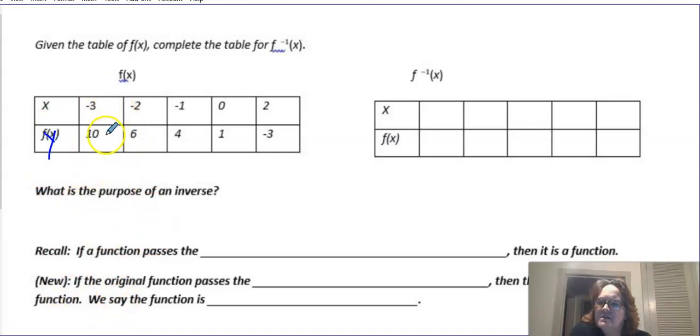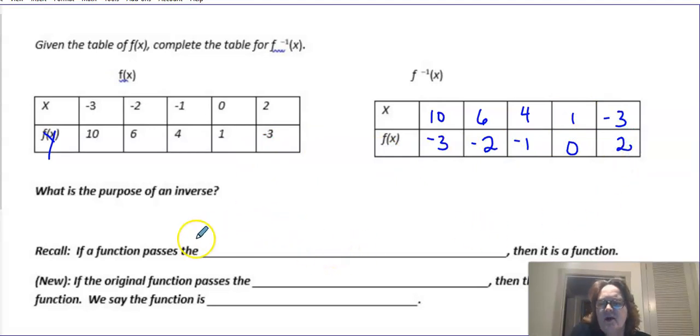So if your x's and y's look like this, negative 3, 10, negative 2, 6, and so on, to find the inverse of that function, these are your ordered pairs, so you'd have negative 3, 10, and you would just switch them: 10, negative 3, 6, negative 2, 4, negative 1, 1, 0, and negative 3, 2.